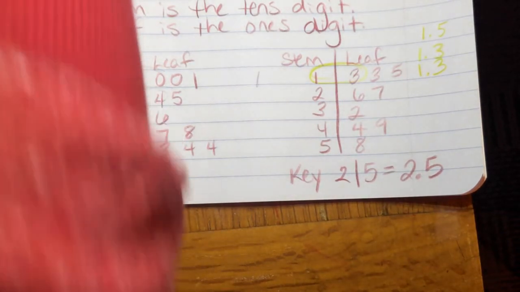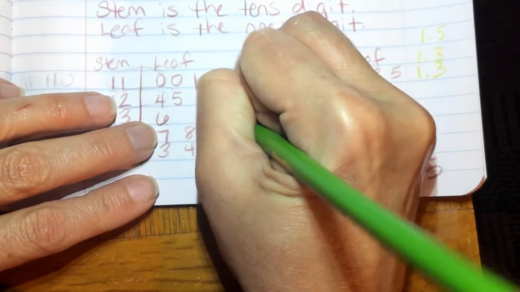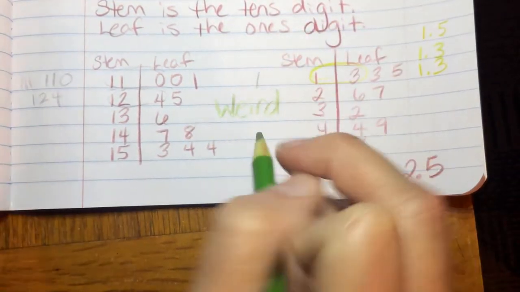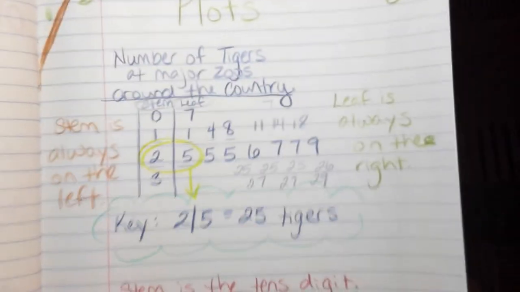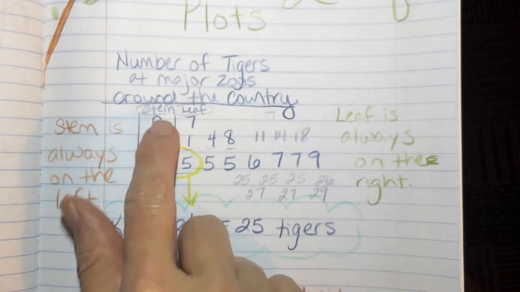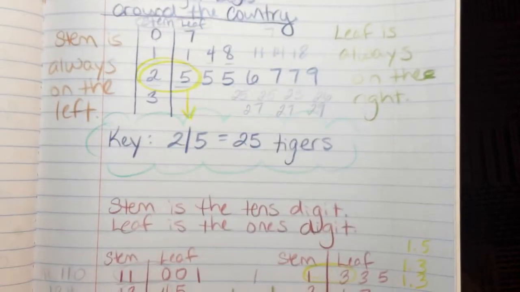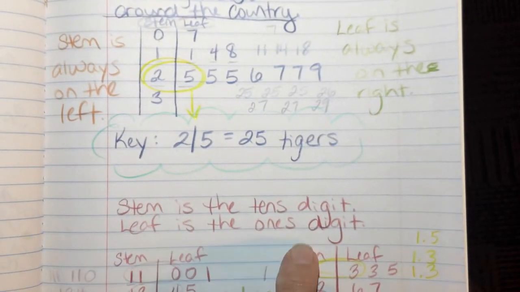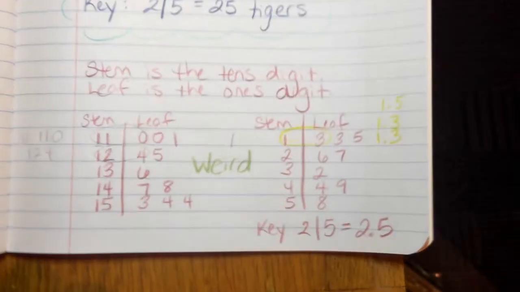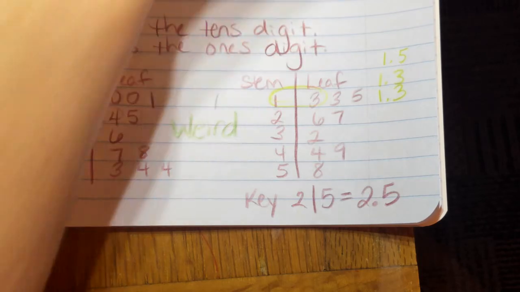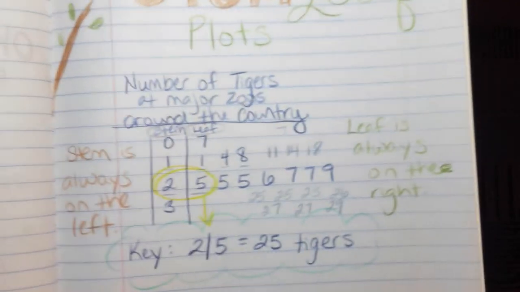These two are weird. I'll tell you, weirder than the other ones. These are weird examples. I think almost always you're going to have it like this, where the leaf is the ones place and the stem is the tens place. Stem is the tens place, leaf is the ones place. But if you see one that's weird, I wanted you to think to yourself, oh yeah, I remember seeing some weird ones. And that is stem and leaf plots.